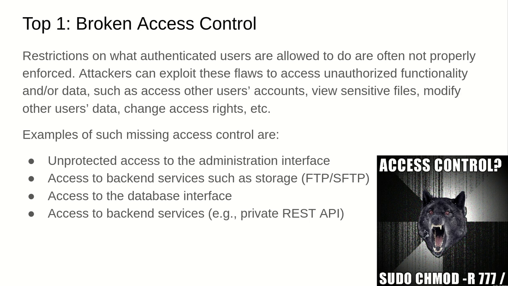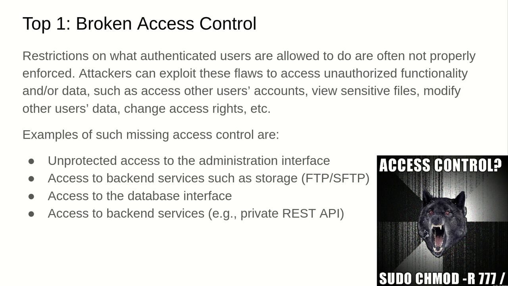And broken access control means that users are not correctly limited, so they can do more than they should be able to do. An attacker can exploit these flaws to access any kind of unauthorized functionality and/or data, such as, for example, switching from one user account to another user account, viewing files of other users that they shouldn't be viewing, modifying data of other users that they shouldn't be able to modify, changing access rights, and so on.